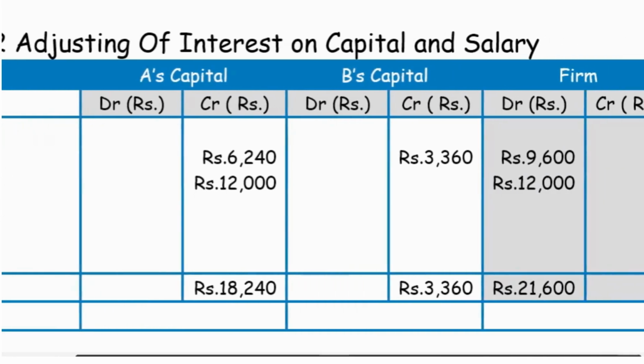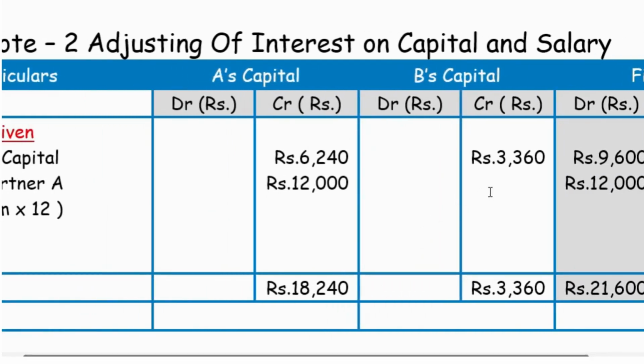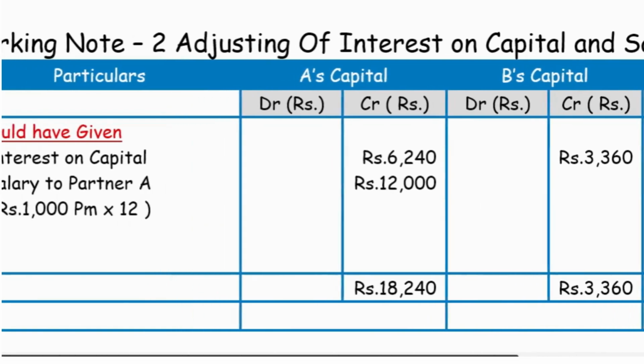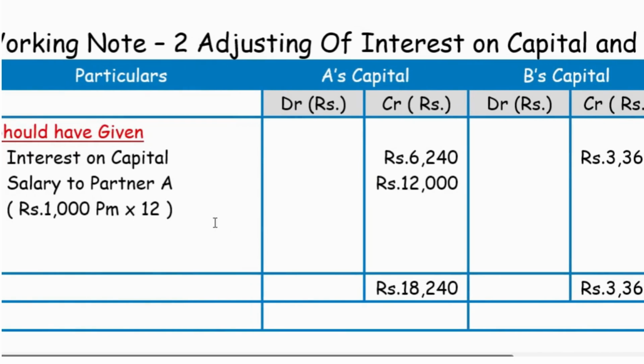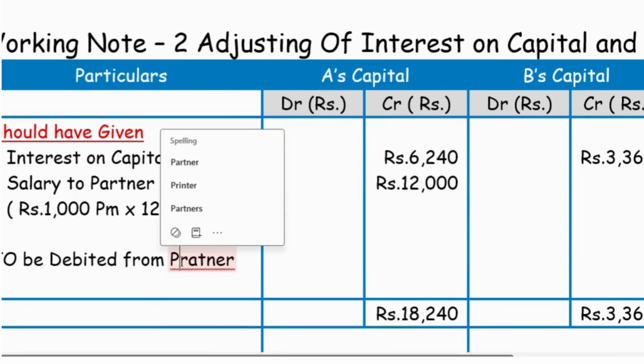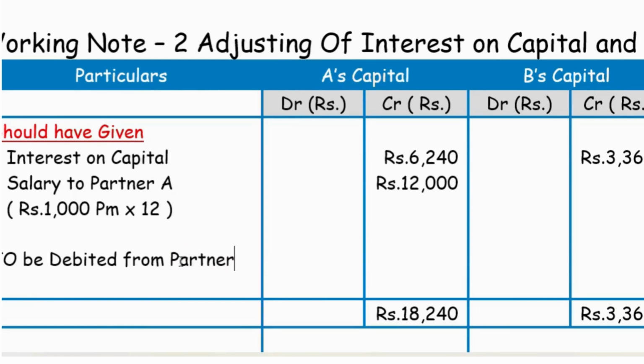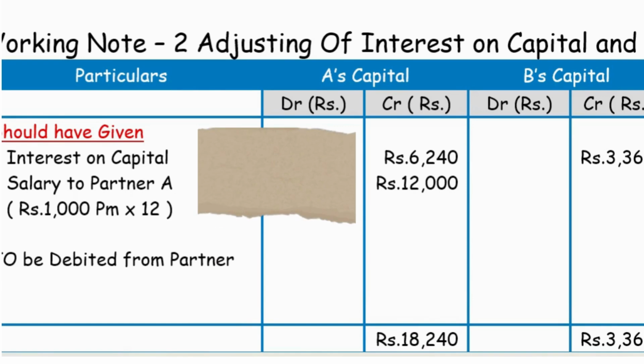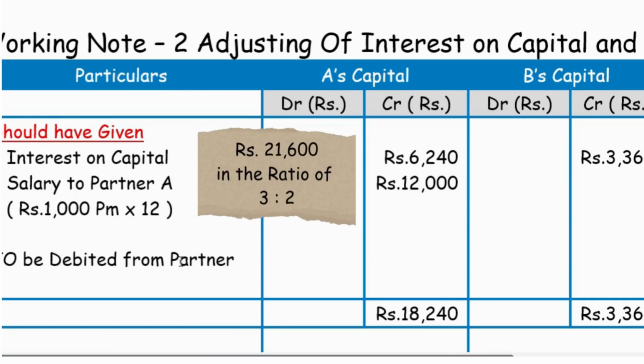This 21,600 is the total money they should have received as interest on capital or salary, which was not given earlier, and that was included in the profit and it was distributed. Now they have to surrender it back. So the amount is debited from the partners, because they have not been given the interest on capital and salary, and this money was already included in the profit. So they have received a portion as profit, and in the ratio of 3:2 they have to get it back. That is rupees 21,600 in 3:2 is to be debited from each partner.